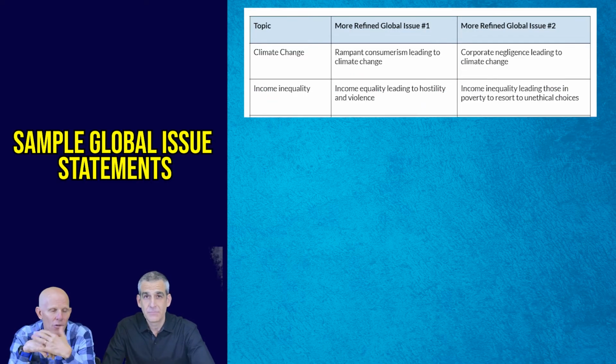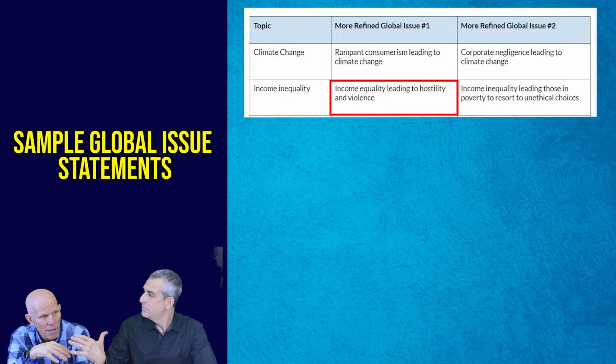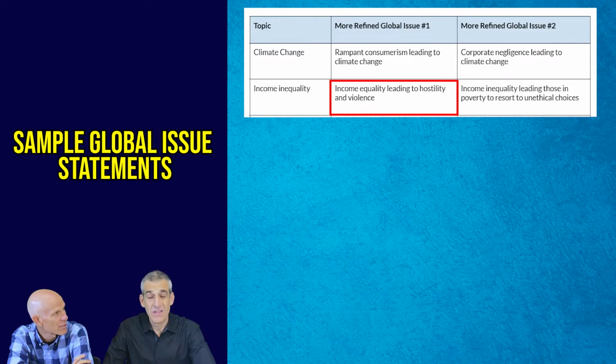Income inequality is another topic that definitely comes up in a lot of what we read and see in the media. Maybe thinking about how income inequality can lead to hostility and violence. Yeah, I like that.